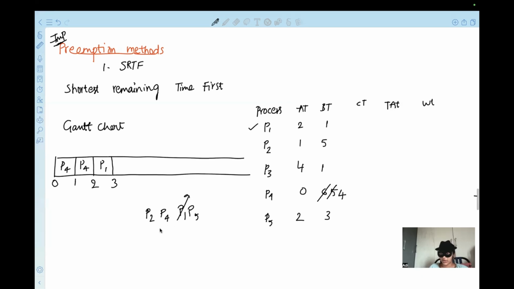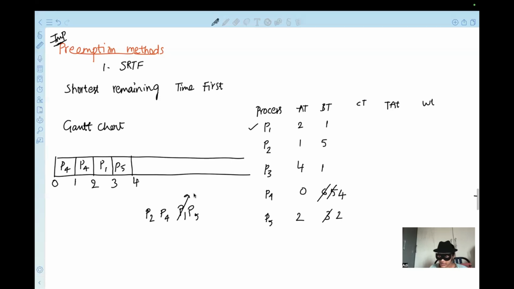Now at 3, what are the processes coming? P2 is coming, P4 is coming, P5 is coming, because P3's arrival time is 4, so we'll not include it in the ready queue. So P2, P4 and P5. Which process will we select? The one with the lower burst time. So P5 is getting selected. For P5 we will take 1 unit of time. That is the main thing we are doing in shortest remaining time first.